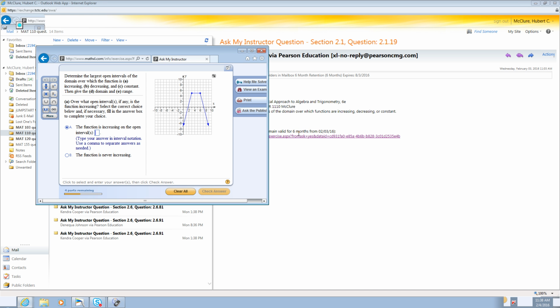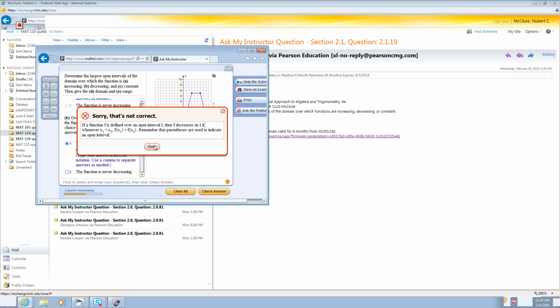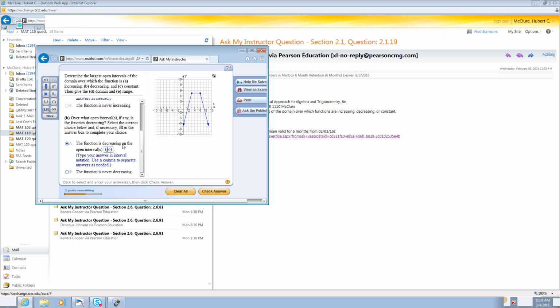Okay. So parentheses, negative infinity, you've got to redo it, comma, 3, and parentheses, because we're saying that it is not increasing, and it's also not constant at that point in time. And then decreasing from 6 to infinity, and put parentheses on that. And constant from 3 to what?